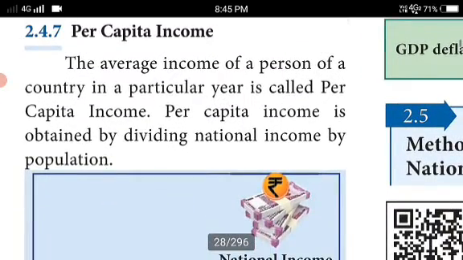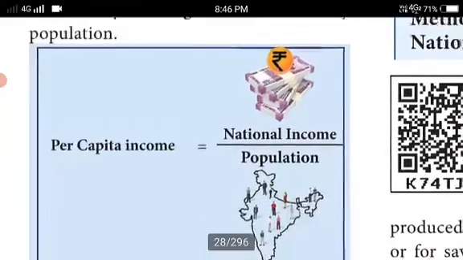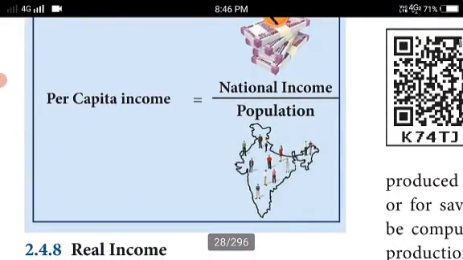Per capita income. What is per capita income? The average income of a person of a country in a particular year is called per capita income. So, per capita income is obtained by dividing national income by the overall population. See the formula: per capita income equals national income divided by overall population. We can get per capita income.